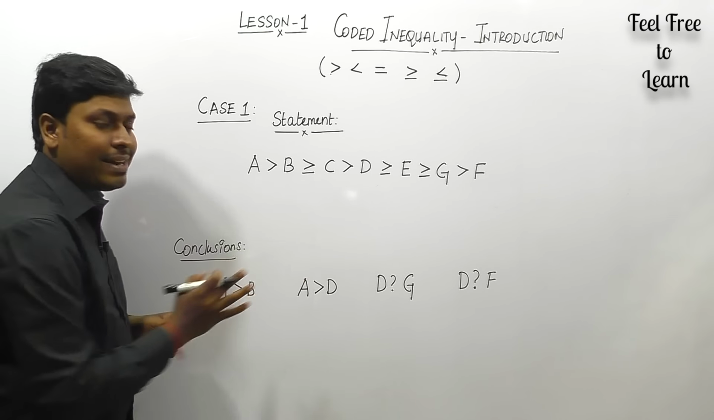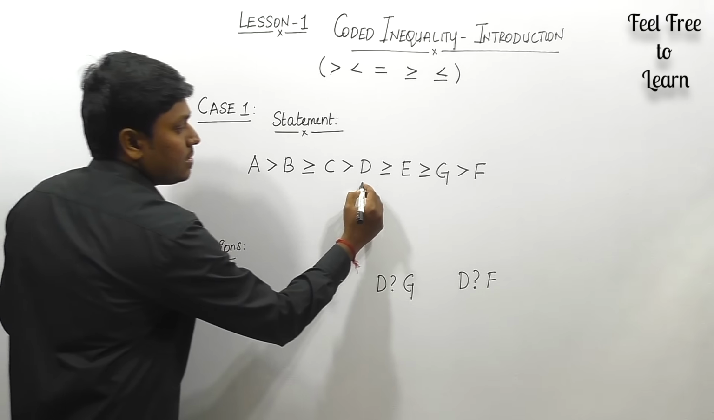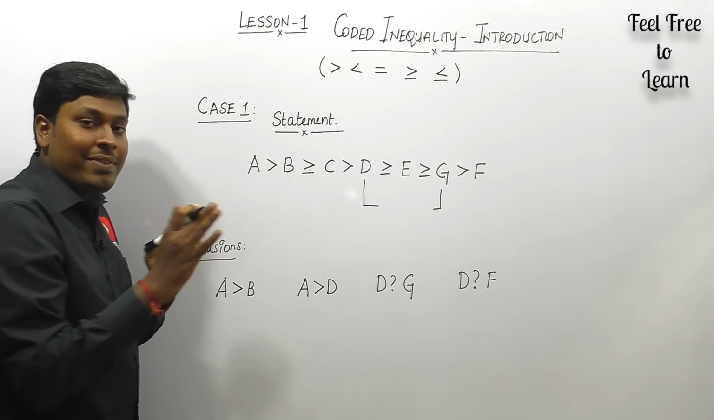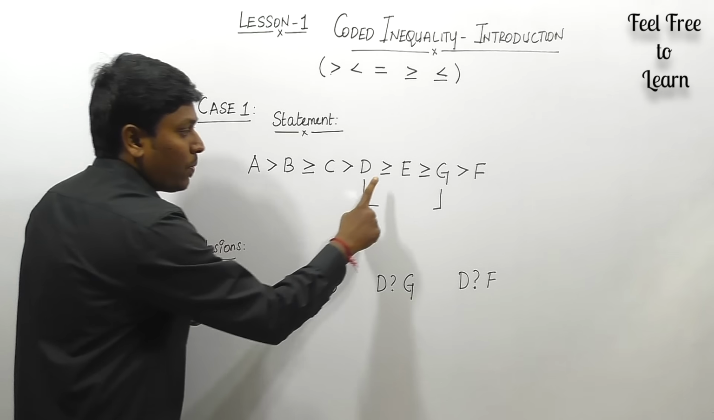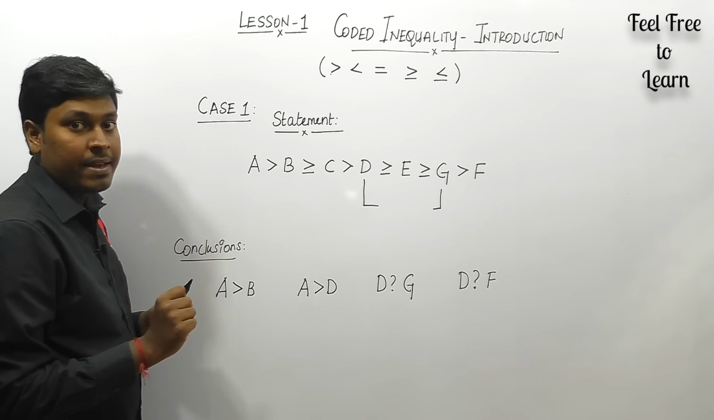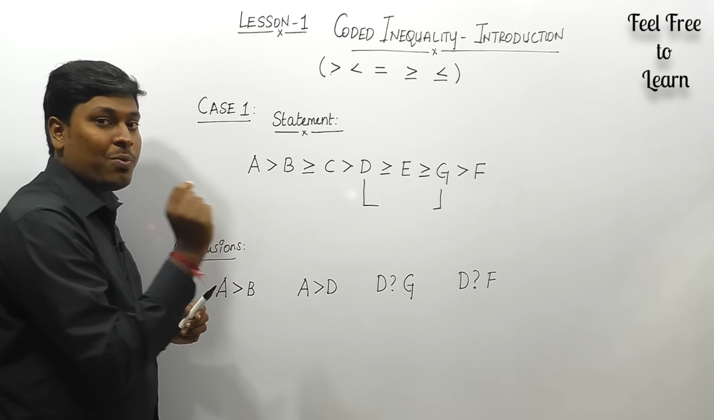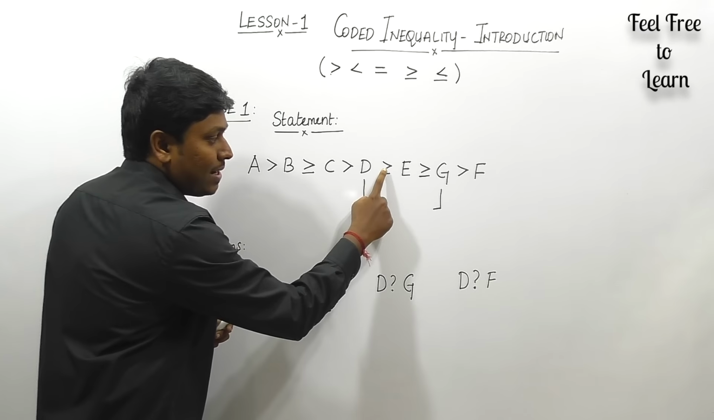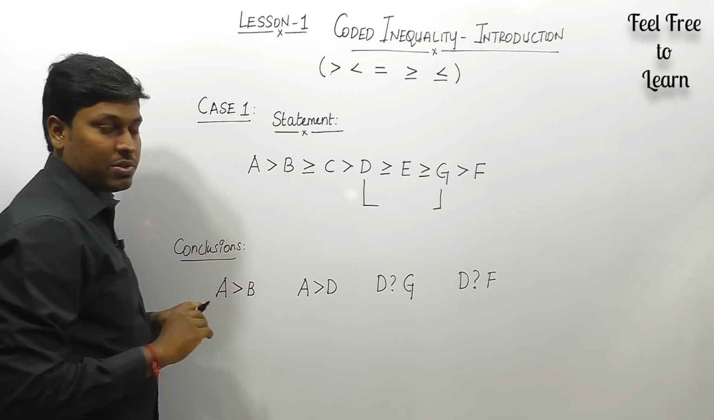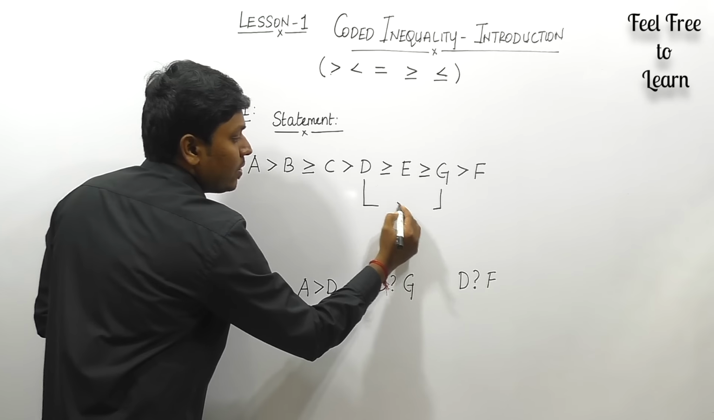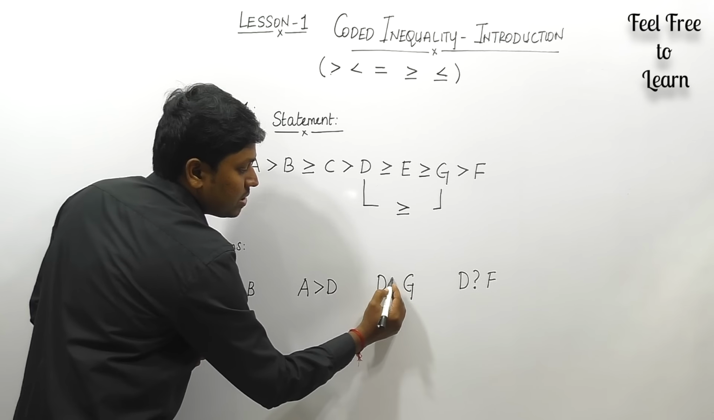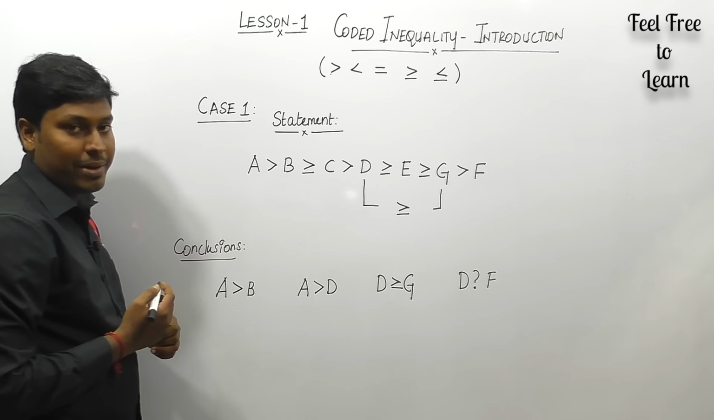Now we need to compare D and G. The letter D is here and the letter G is here. So friends, between D and G, we have 2 symbols. One is greater than or equal to, and the second symbol is also greater than or equal to. And listen carefully, you need to pick only the common symbol. So greater than is common, and this equal to is also common. So while comparing D and G, we got greater than or equal to. So finally, for this conclusion, we got D greater than or equal to G.